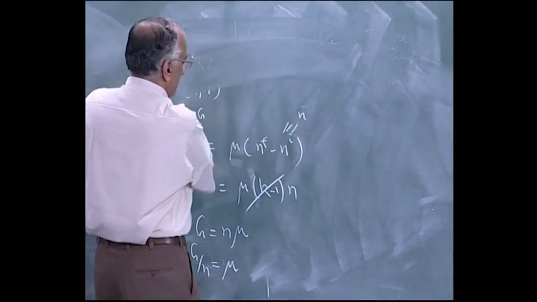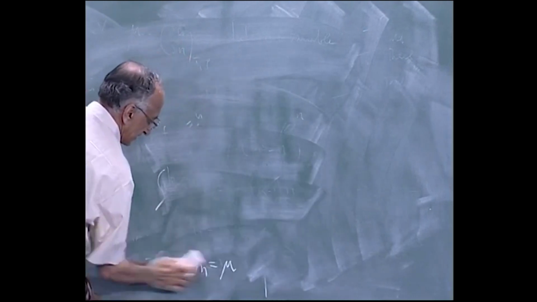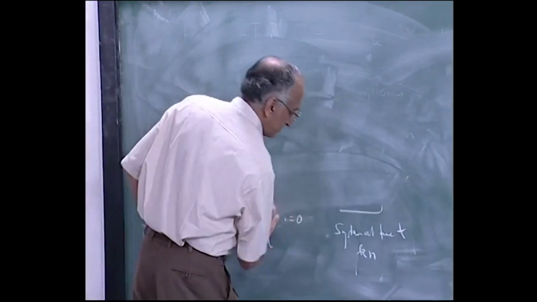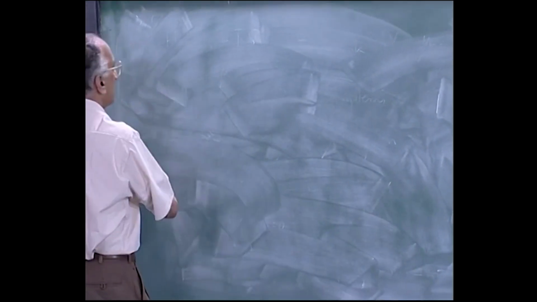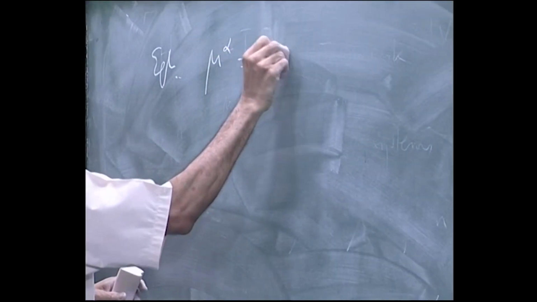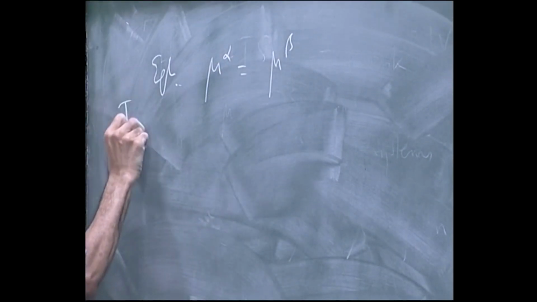Okay, having said that, now let me go back and look at our equations for equilibrium. So, the equilibrium equation said mu alpha is equal to mu beta if you have two phases.